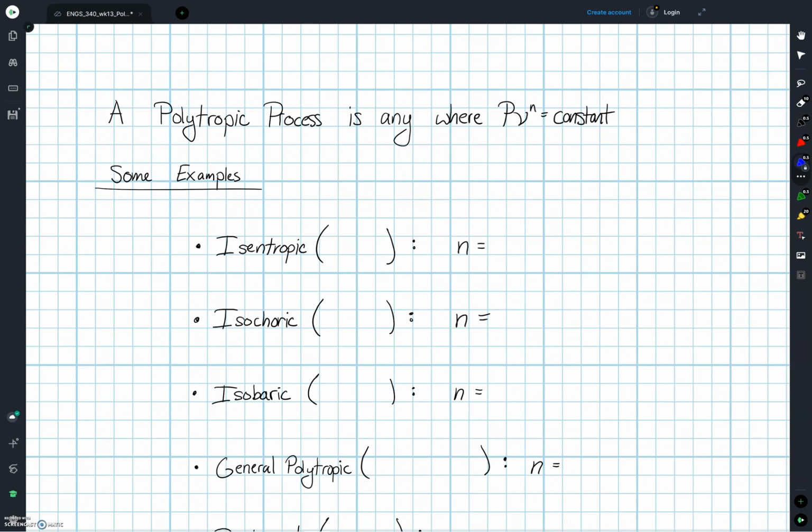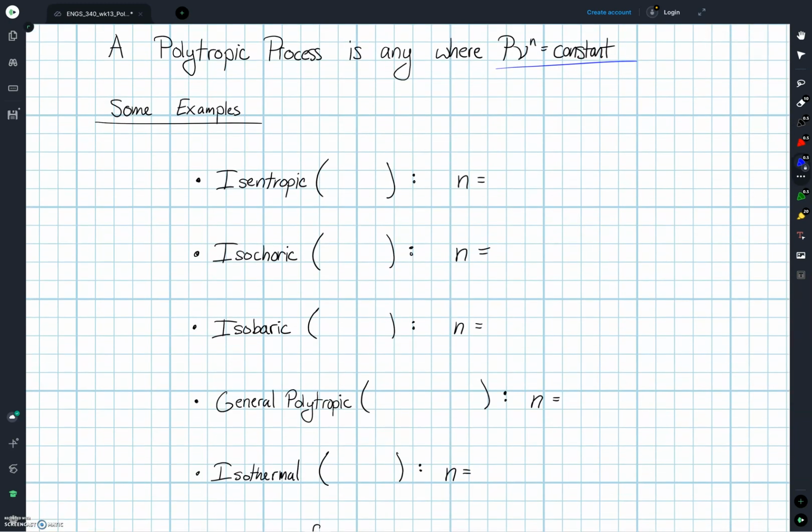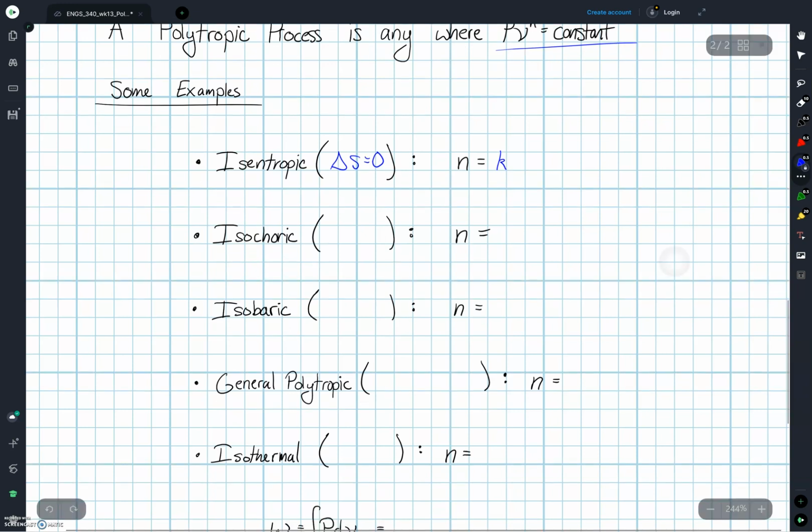Some examples of where you might find a polytropic process. It's any process where this quantity, P V to the N, is a constant. We could call it a polytropic process. Some of them have specific names. One would be an isentropic process. That would be delta S equals 0. That's a process that we already know about. That's where this is an adiabatic reversible process where N is equal to K.